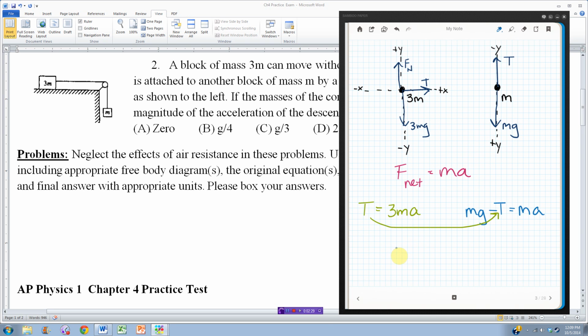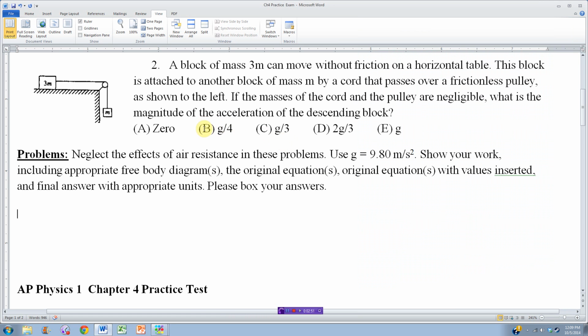That gives me mg minus 3ma equals ma. If I add 3ma to both sides, what I get is mg equals 4ma. The m's cancel out, and then solving for a, it gives me that a is g over 4. Okay, so that is B on here. That is the acceleration of the descending block.